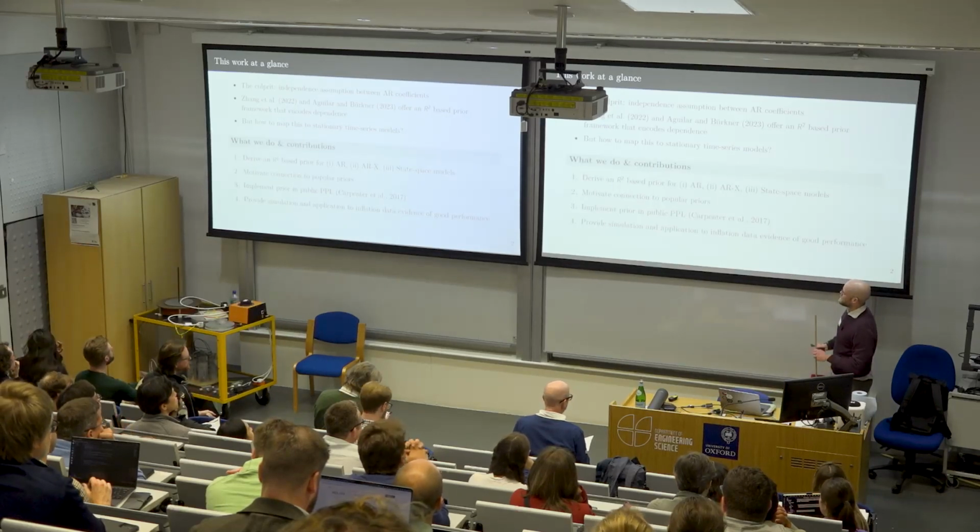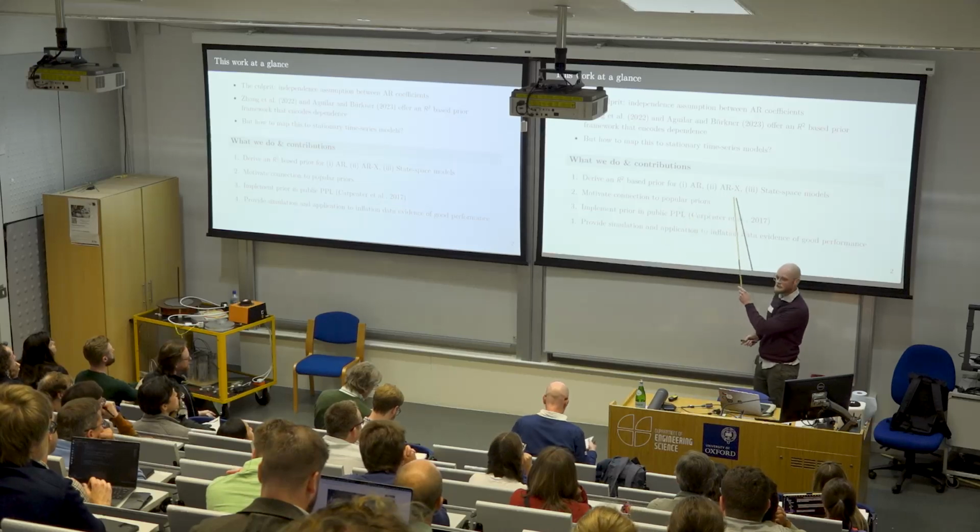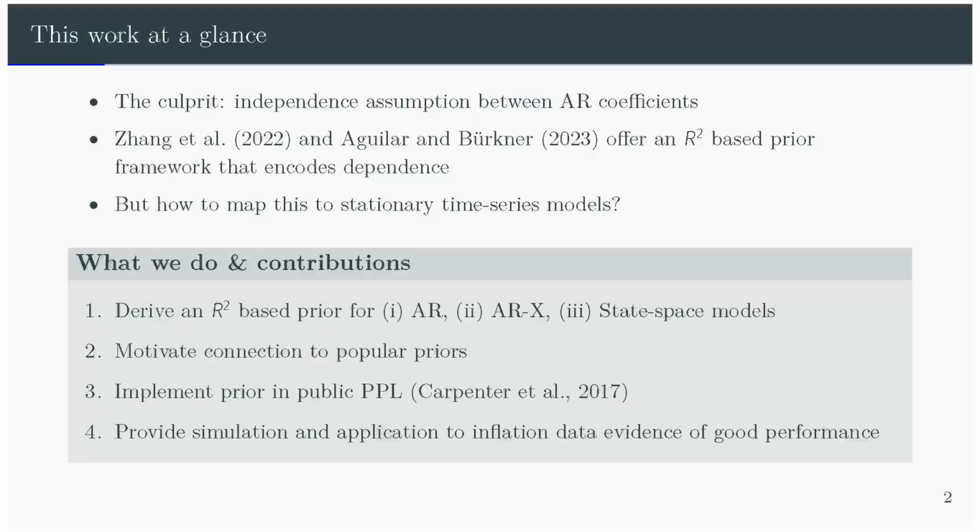And so we derive, first of all, what the R squared looks like for ARX, so that's including exogenous covariate information, and then finally state space models. We will discuss how you might tune this prior according to how you think the time series correlation structure looks, and then particularly how you might motivate it from other priors. And then we also have some code publicly available.